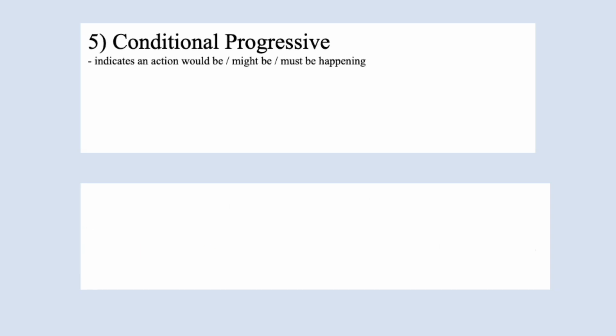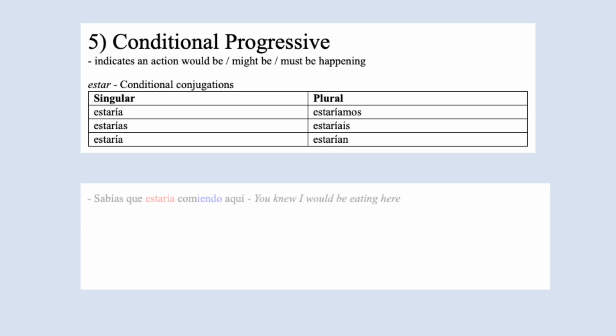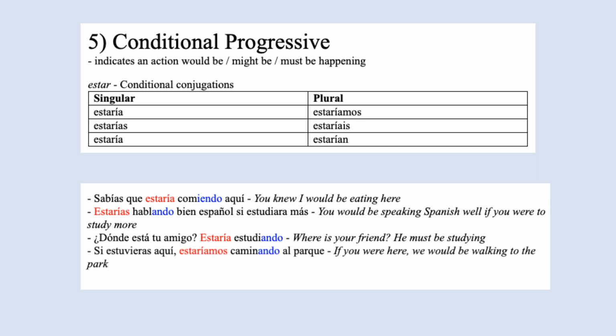The conditional progressive indicates an action would be, might be, or must be happening. Sabías que estaría comiendo aquí. Estarías hablando bien español si estudiaras más. ¿Dónde está tu amigo? Estaría estudiando. Si estuvieras aquí, estaríamos caminando al parque. Los estudiantes estarían escribiendo al mediodía.